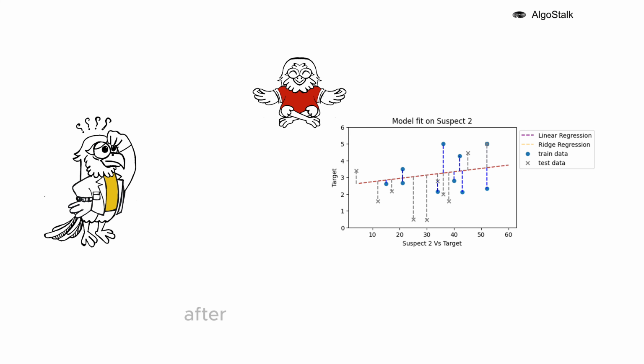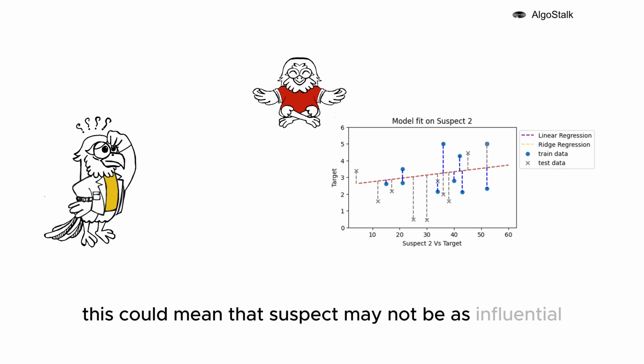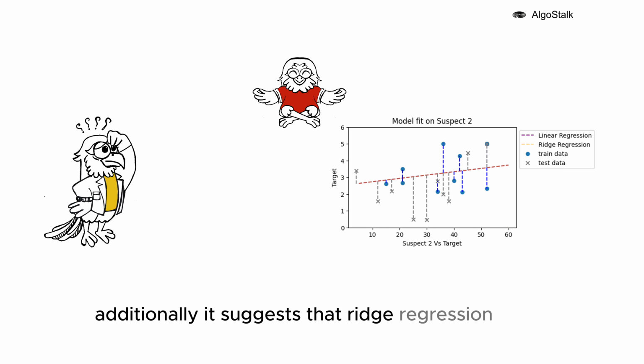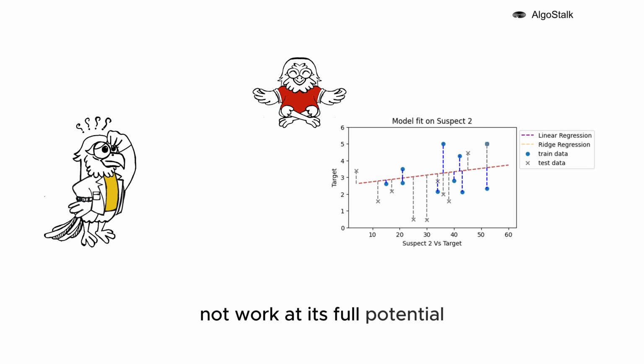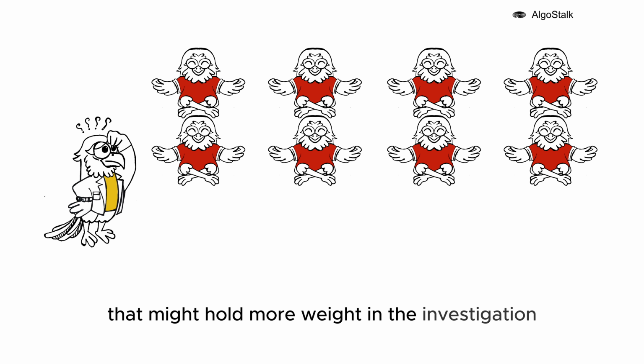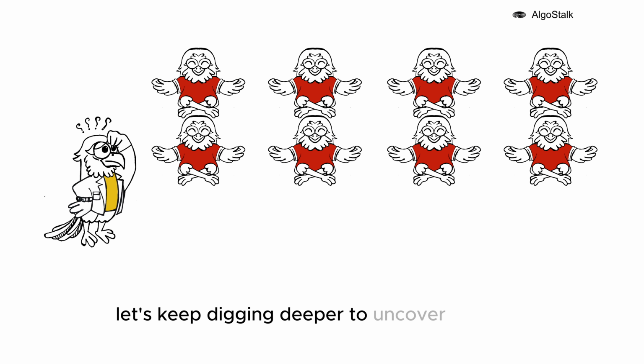Bringing back suspect 2. Our MSE did not change after applying Ridge Regression only to a single suspect, but we have some important clues to consider. This could mean that suspect 2 may not be as influential as we initially thought. Additionally, it suggests that Ridge Regression might not work at its full potential with such a limited number of suspects. What if there are other suspects that might hold more weight in the investigation? Let's keep digging deeper to uncover the truth.